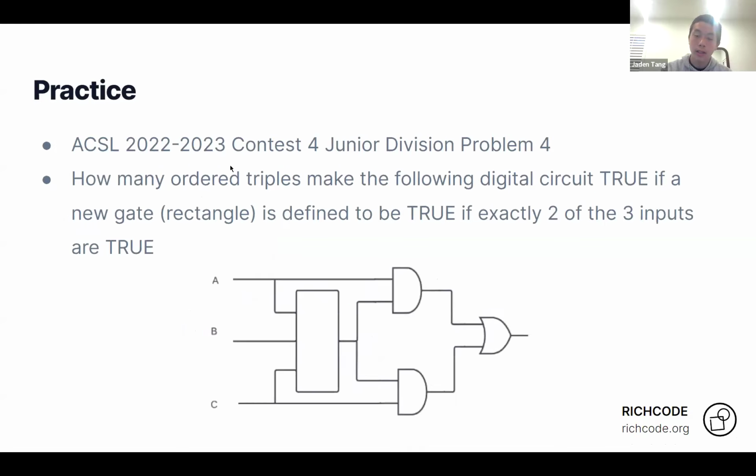Okay. And then we have this digital circuit here. And they invented a new logic gate, in which this rectangle here is true if exactly two of the three inputs are true. And we are asked how many ordered triples make the digital circuit true.